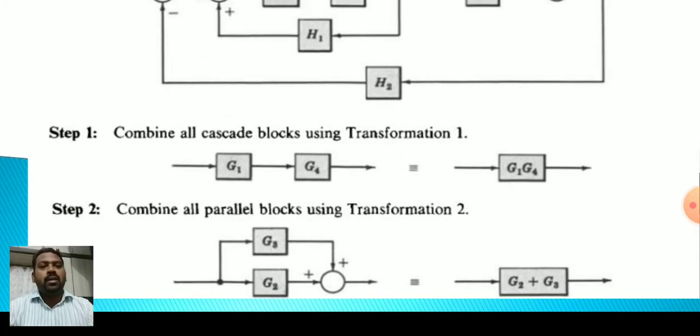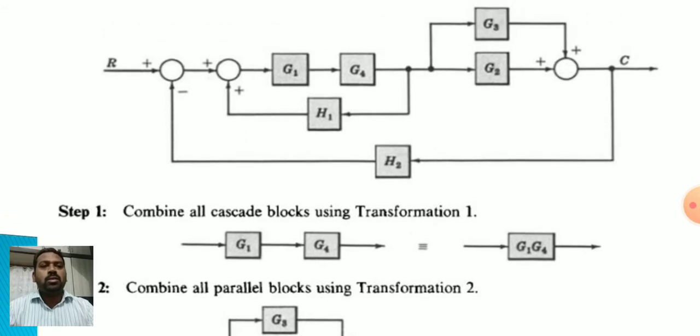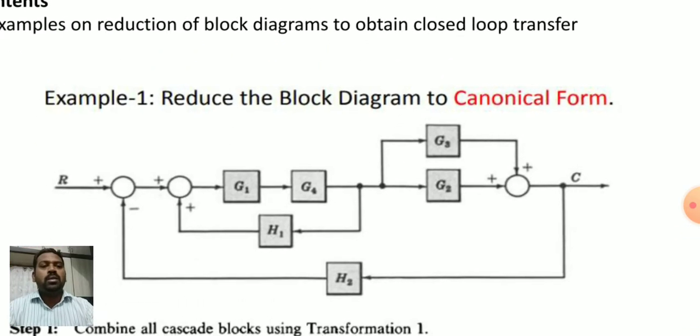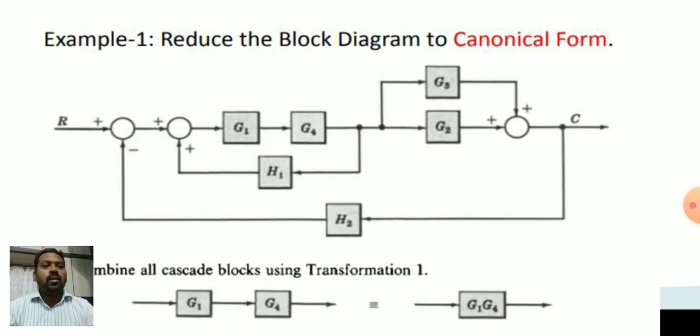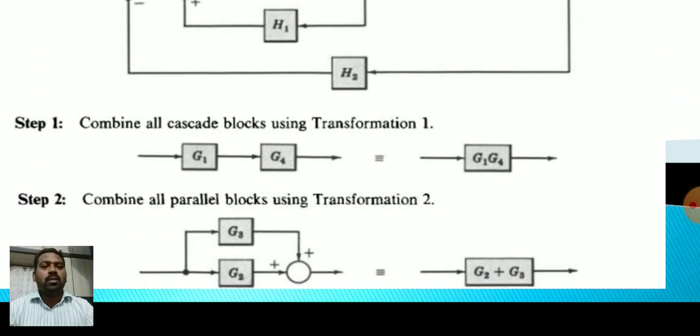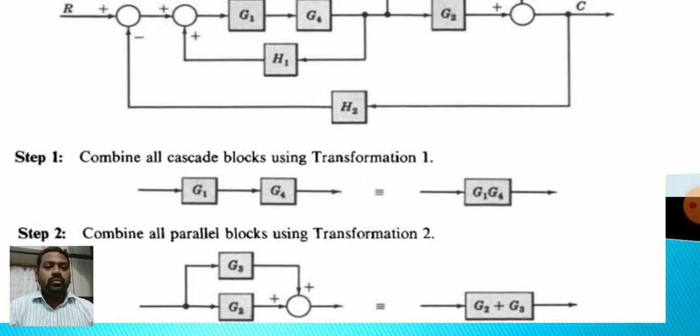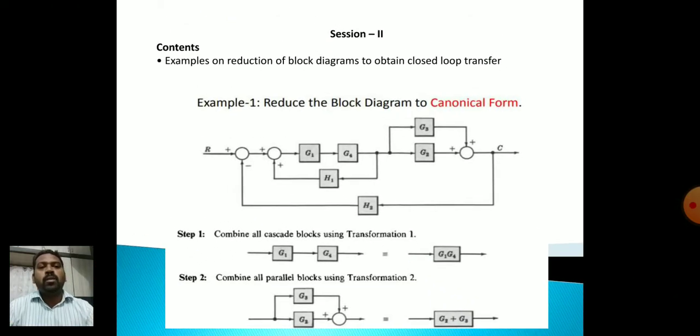After that, combining all the parallel blocks using transformation 2. Here the blocks G2 and G3 are parallel blocks. You can combine them as well. You can see the blocks G2 and G3 in the same direction, forward path, and remove the loop and convert into only a single block with the sign. Here the signs are both positive, so you get G2 plus G3. So in these two steps you have reduced the block diagram: first, cascading using transformation 1, second, combining the parallel blocks using transformation 2.